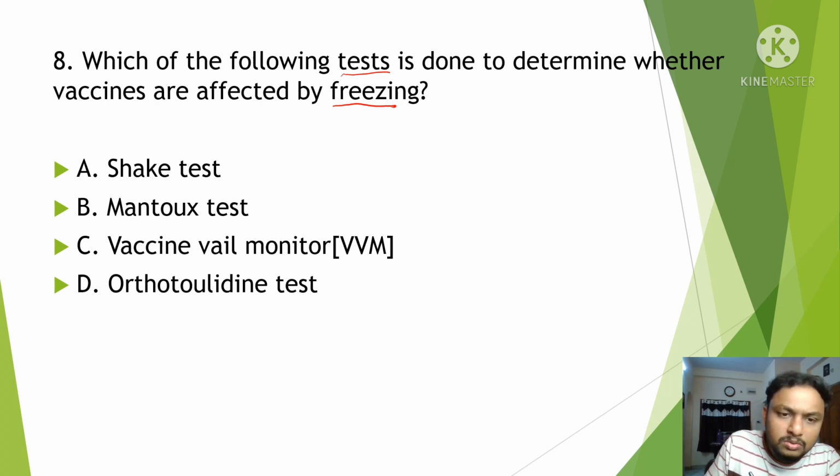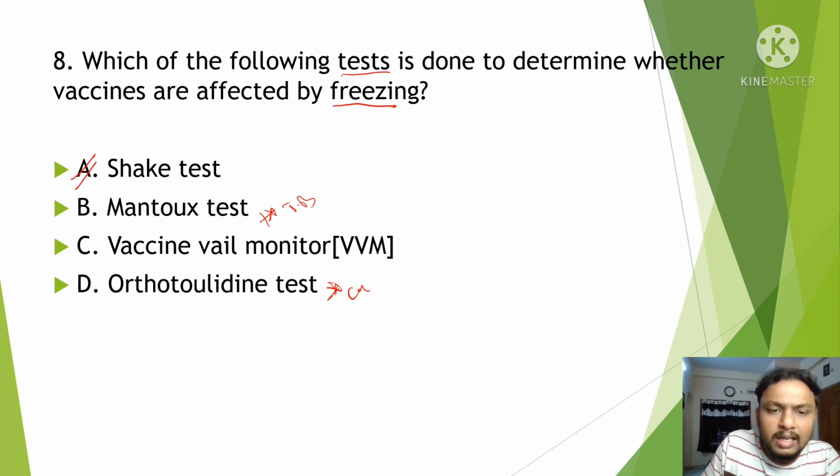First, Montoux is not at all related because it is related to TB. Orthotoluidine test is also not at all related, it is related to calcium. So VVM and shake test, these two are related to vaccines. Here shake test is your answer.